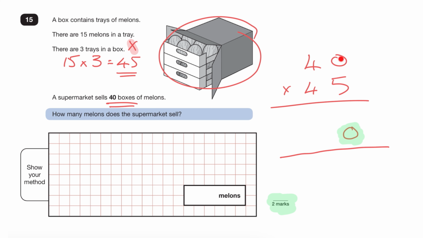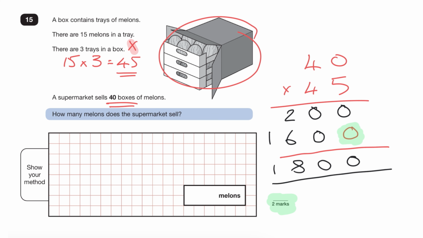So again, we're going to do 5 times 0 and 5 times 4. So 5 times 0 is 0. And 5 times 4 is 20. So that would end up like that. Then we've got 4 times 0 and 4 times 4. Placeholding 0 is already there, which is great. 4 times 0 is 0. 4 times 4 is 16. Straight away, we can then add this up.